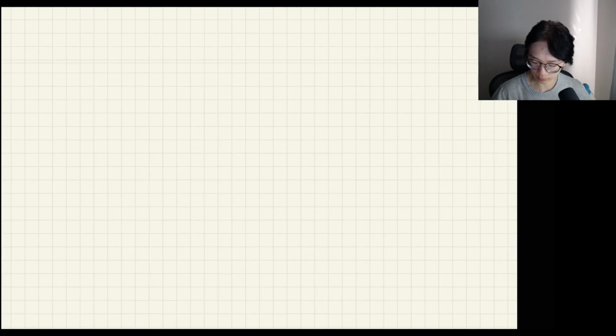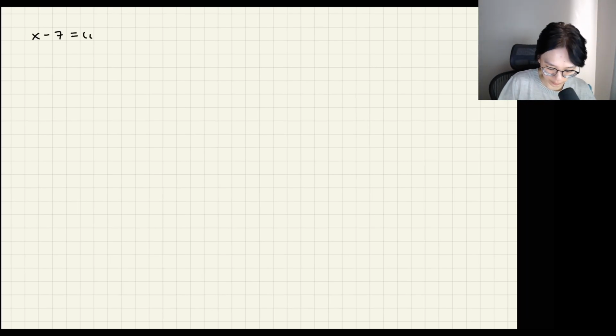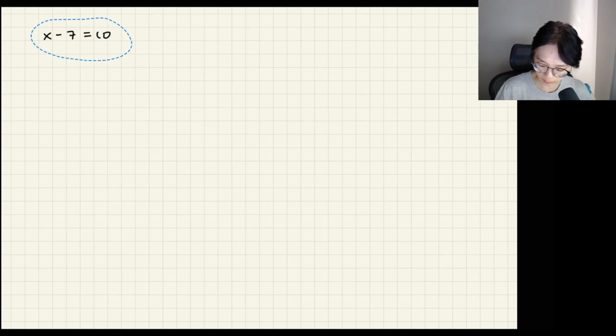Now, I'm going to run through a new page. I'm going through a bunch of different examples. I'm going to go kind of fast, but I'm still going to talk through it. So, let's say we have x minus 7 equals 10.